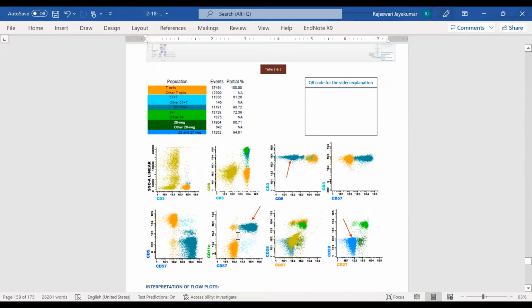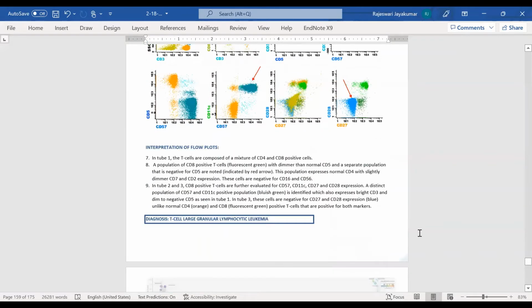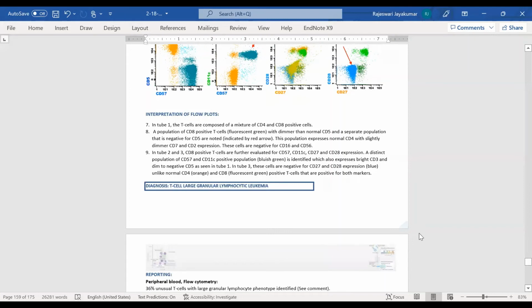And these cells also express CD11c when you see CD11c versus CD57. And one other thing that we see is loss of CD27 and CD28 in these cells. And that again, we see here, these are showing loss of CD27 and CD28. So they have the effector T cell phenotype of LGLs. So the final diagnosis in this case turned out to be large granular lymphocytic leukemia.